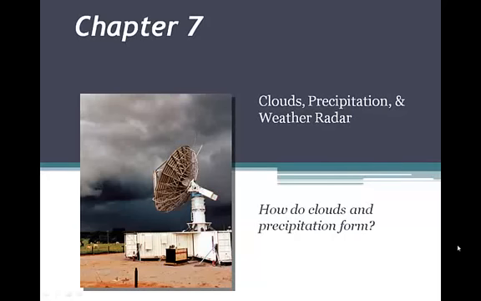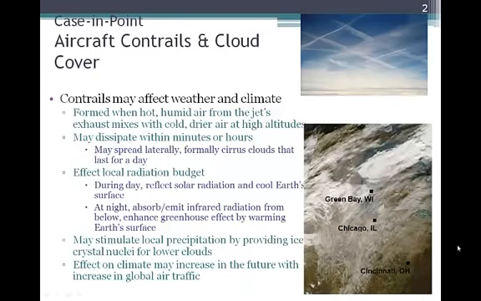Chapter 7 is all about clouds and precipitation, a little bit of weather radar, and our driving question here is how do clouds and precipitation form? The chapter opens with a case in point that describes how jet contrails that come out of planes can cause cloud cover. So you probably have noticed this if you live over an area where there's a lot of air traffic, like we do in Arizona.